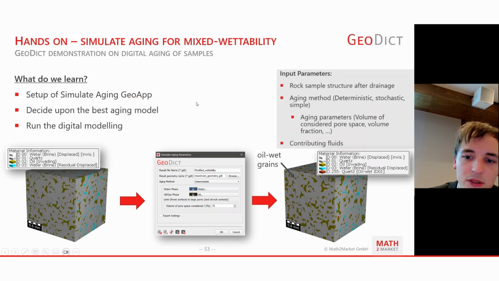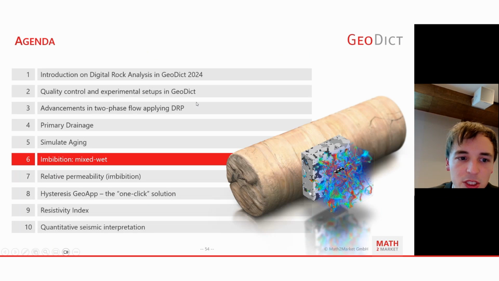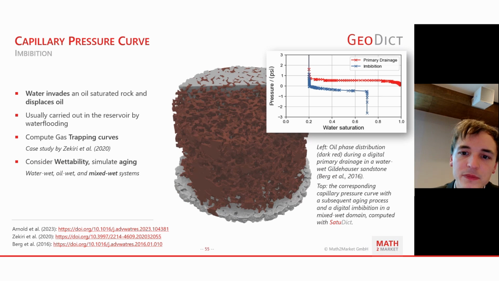I would like to go back to the presentation as well. And that is why I was explaining the aging GeoApp beforehand, before the imbibition, because that would be the next part of the hysteresis cycle we would like to talk about now.